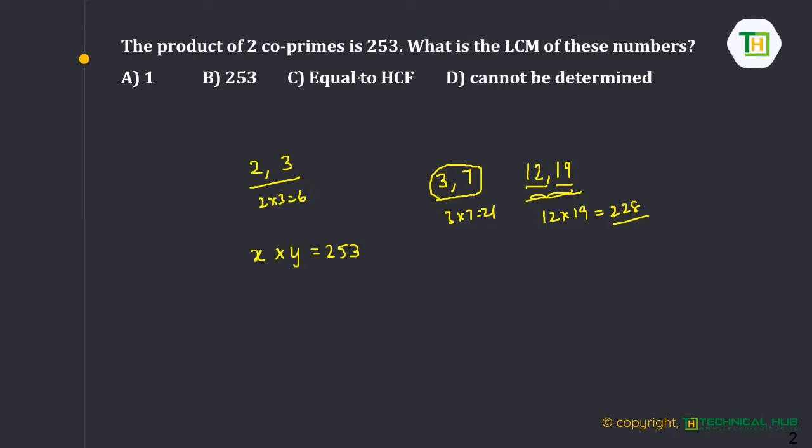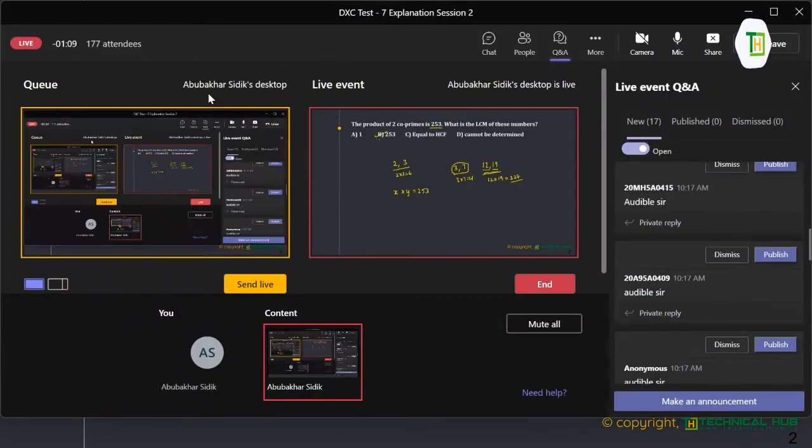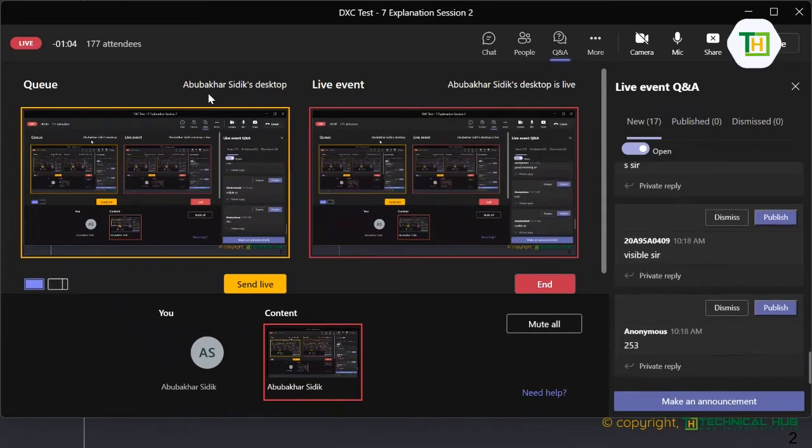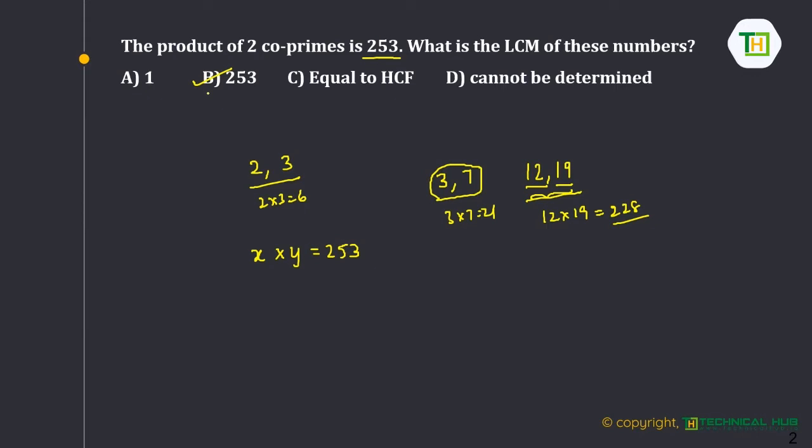In the question, the product is given as 253, so the LCM of these numbers should be 253 only. The product of two co-primes is equal to their LCM. I hope you understand this question. Yes. I got answers from some students saying 253. That's good. So let's move on to the next one.